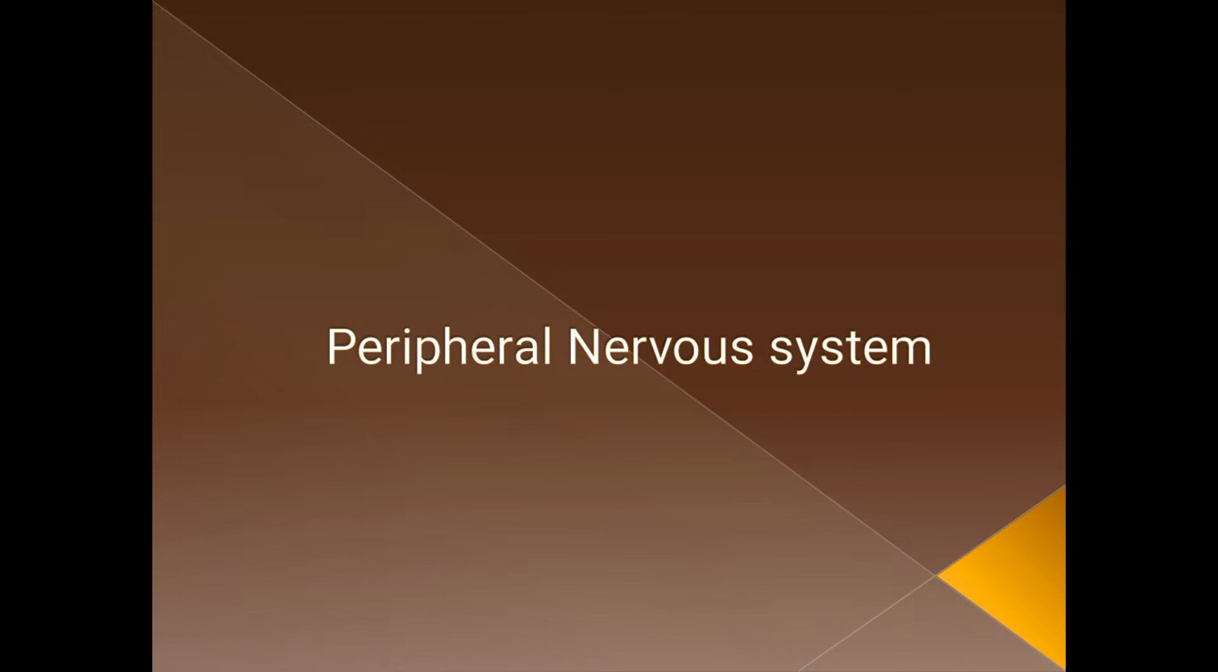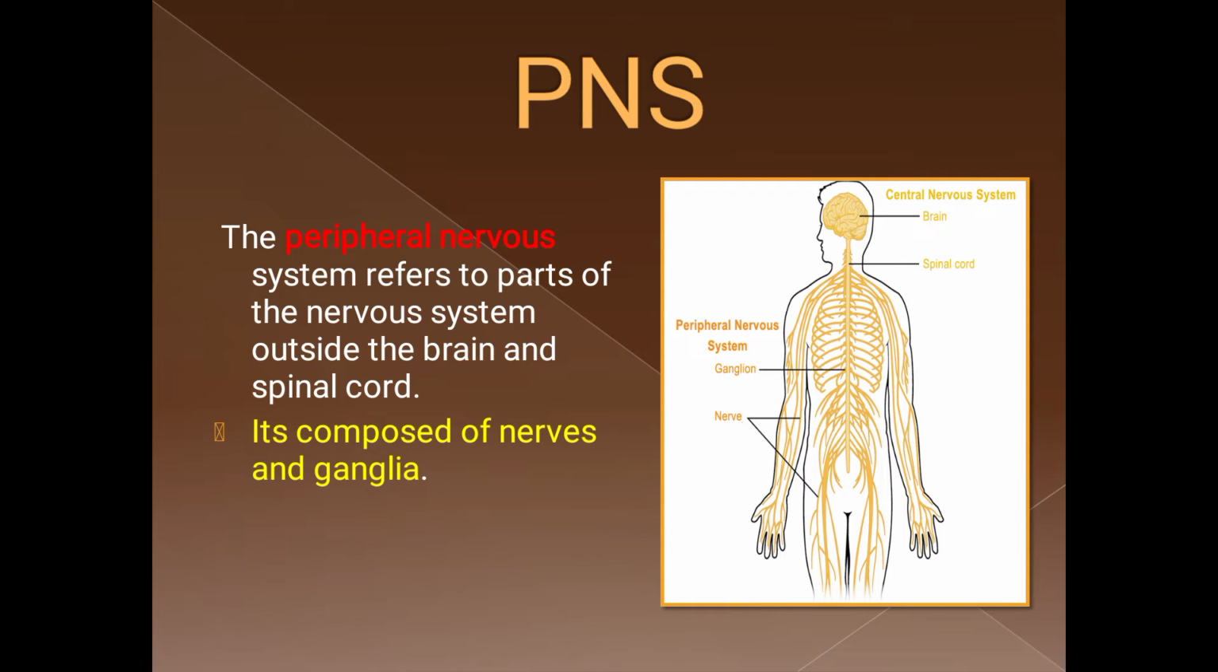In today's topic, we are going to discuss the peripheral nervous system's structure and functions in detail. Peripheral nervous system or PNS. The term peripheral means spreading. So, the peripheral nervous system refers to the parts of the nervous system that are outside the brain and spinal cord.